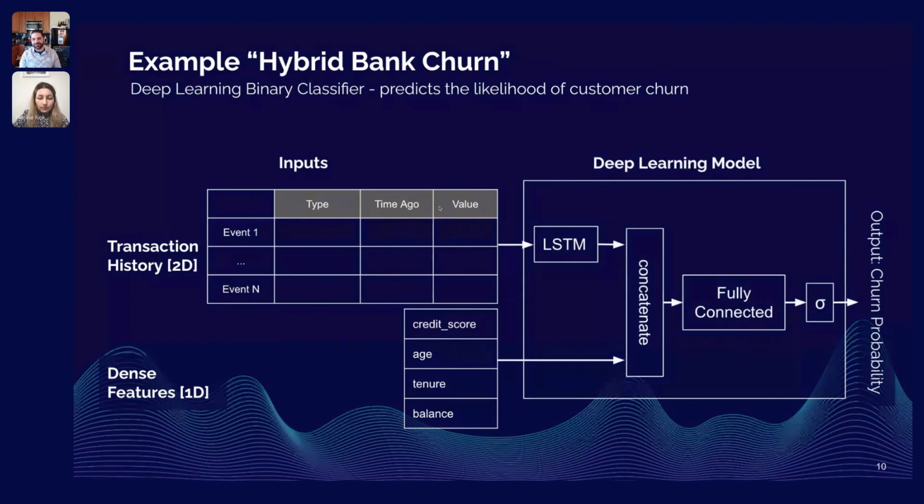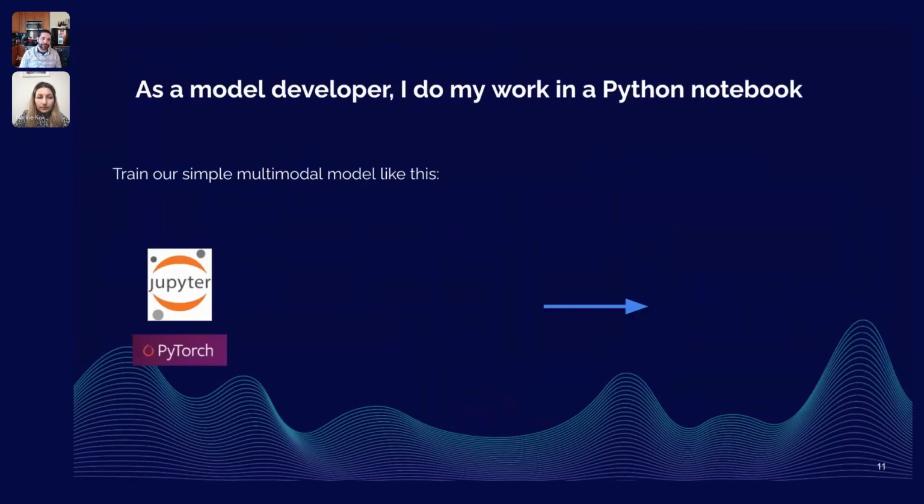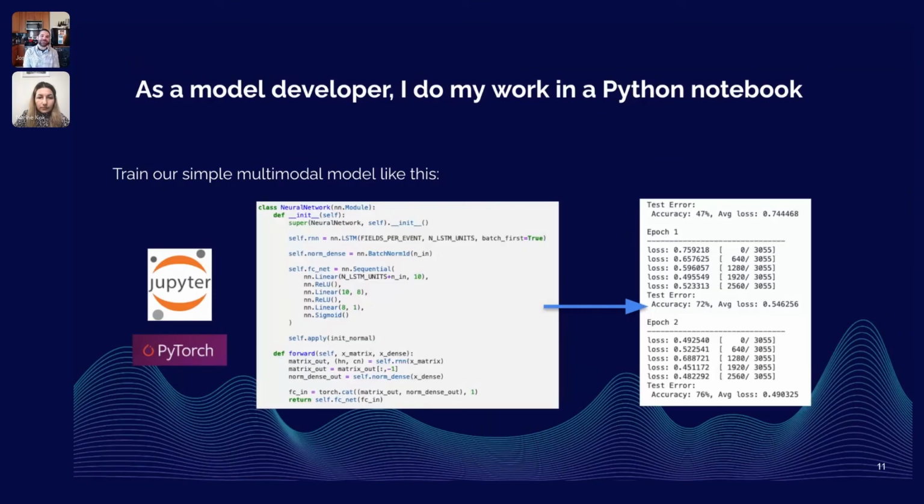Inside of the model, that gets processed by an LSTM, a recurrent unit, that turns it into a dense vector, which can be joined to those initial features. And then it goes through a fully connected classification network to make a probability. Cool. Okay, so as a model developer, I do my work in my Python notebook. I train this simple multimodal model like this.